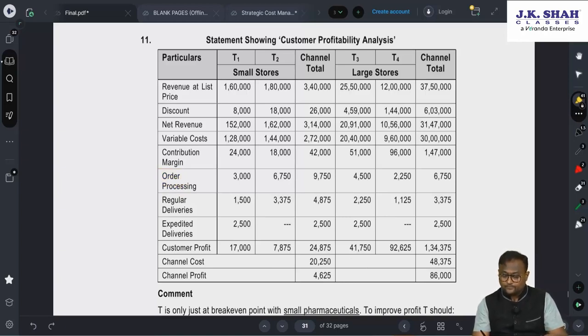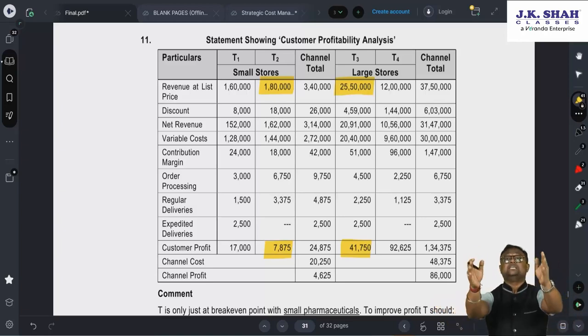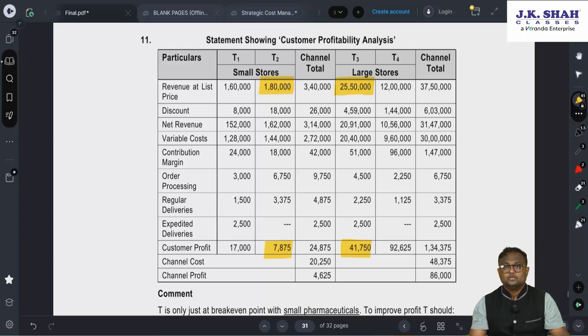Now see, despite high sales value, profit is low. The product in small as well as large, which is registering maximum sales in terms of value, is actually giving minimum profit. Reason being, your number of orders are very high as compared to the other department. Your deliveries are very high. In case of T3, your expedited delivery is also there.